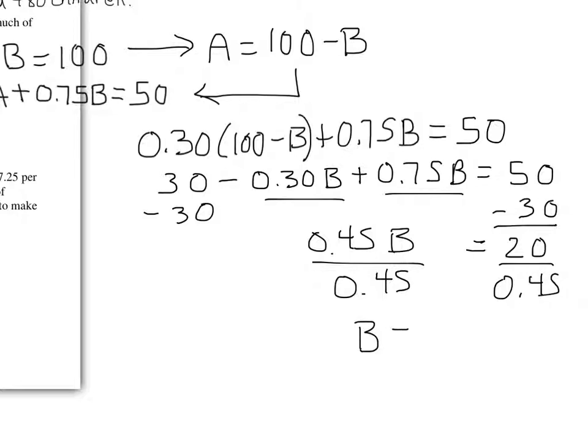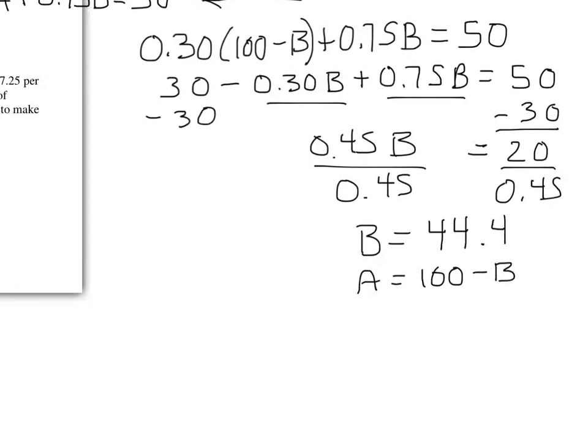So we get B equals 20 divided by 0.45. 44.4. It's really 44.44444. Keeps going, but we'll just round it to 44.4. Now, what is A? We know that A is 100 minus B, but now we know that B is 44.4. So A is 100 minus 44.4.